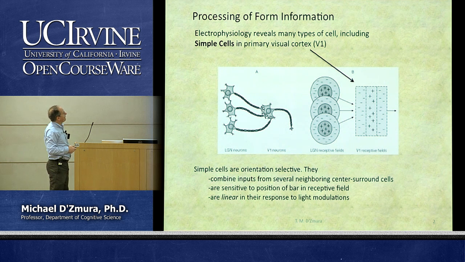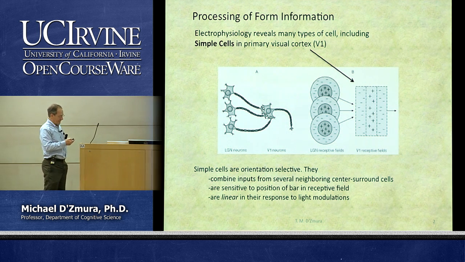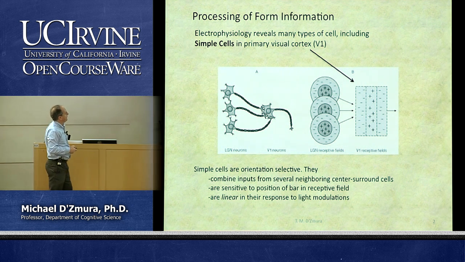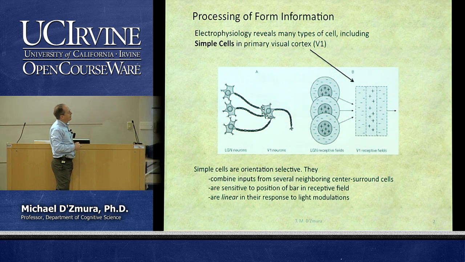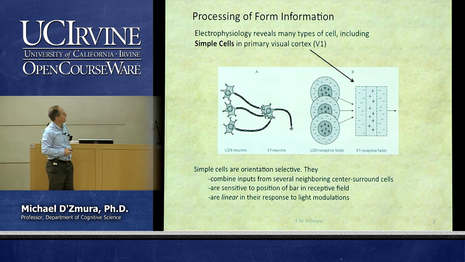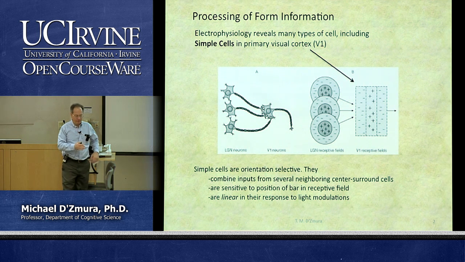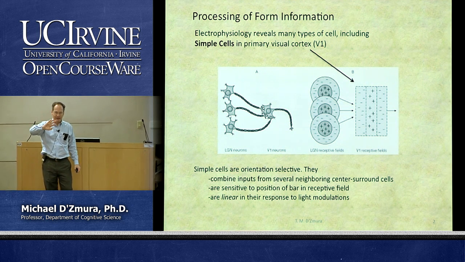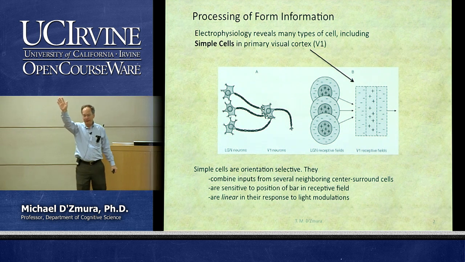It starts with an examination of how the visual system processes form or shape information, and it starts by noting that there are many types of cell in the visual system. And if you were to look in primary visual cortex, for example, area V1, you would find cells called simple cells. And it turns out that simple cells are responsive to bars or edges that have particular orientations. Now, have I mentioned these guys before? Orientation selective cells?